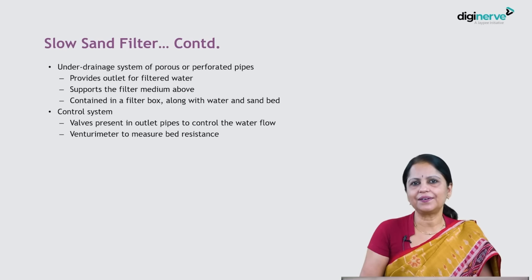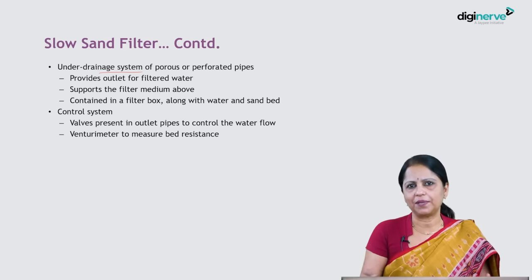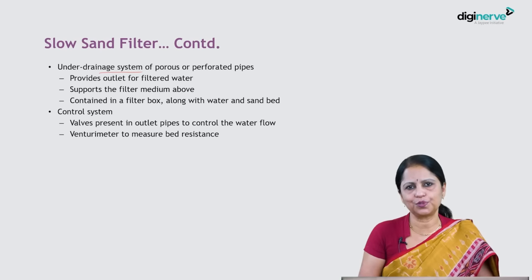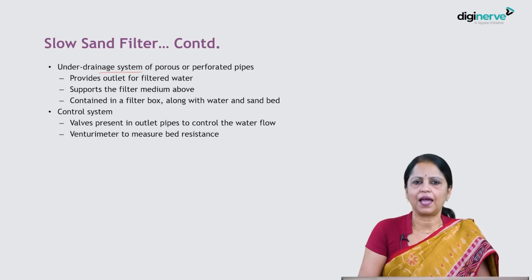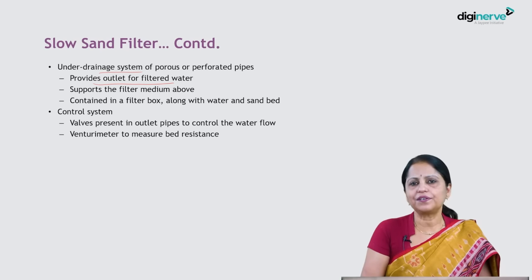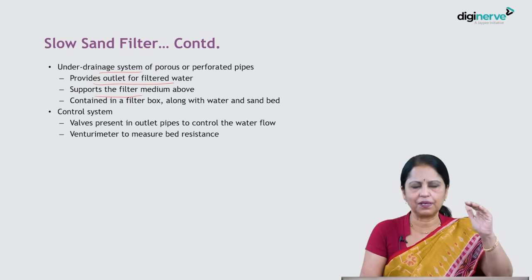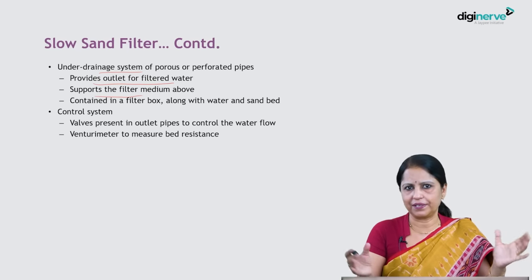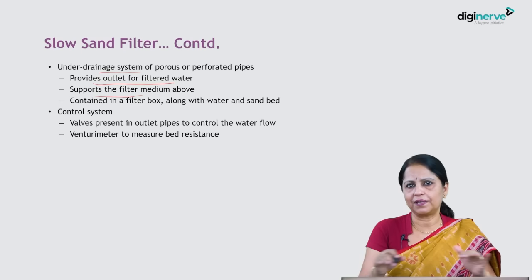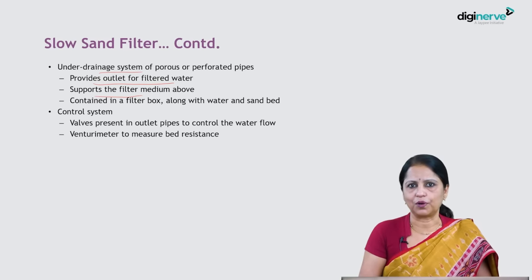So beneath the sand and gravel bed, there is an under drainage system. It consists of pipes which are porous or perforated. So the water that trickles down the sand and gravel bed enters these tubes through these pores and perforations, and they are carried outside. So these tubes provide an outlet for filtered water, as well as the pipes support the filter mechanism above. The sand and gravel bed is supported by these pipes below, and all these are contained in a filter box.